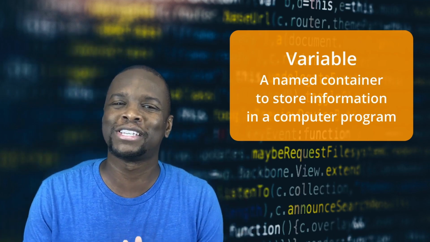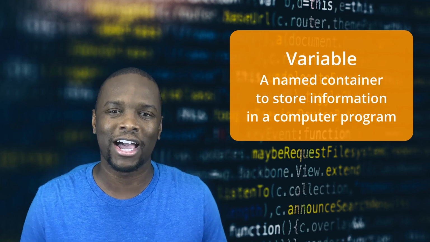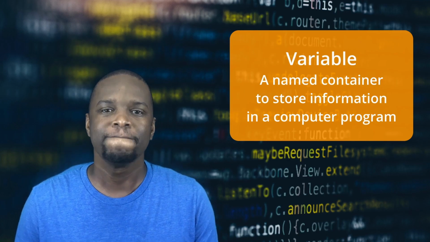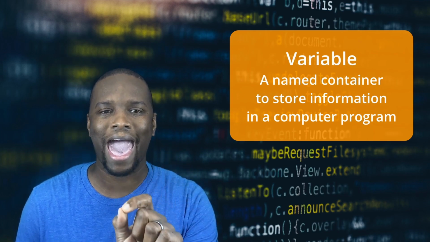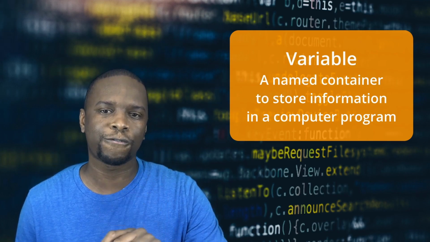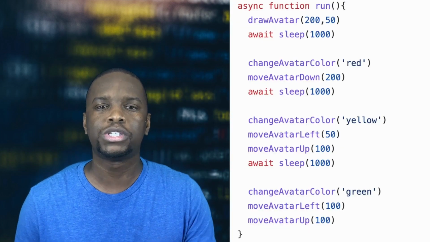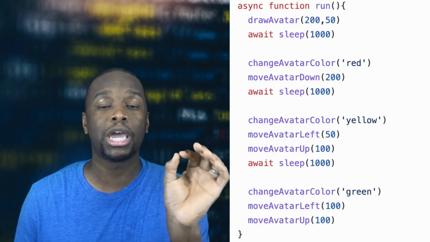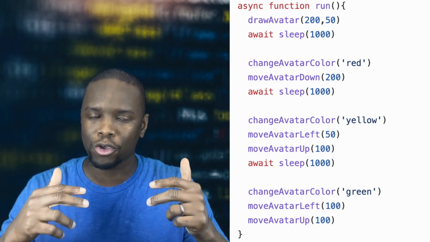This will make a lot more sense in the exercise. So let's jump into the exercise. In the exercise, what we want to do is change the values that we have in our code so far to use variables. For example, you see the color in change avatar color. We just put red. We just put the other colors, the values in there.